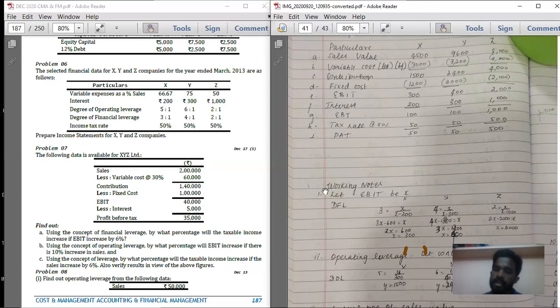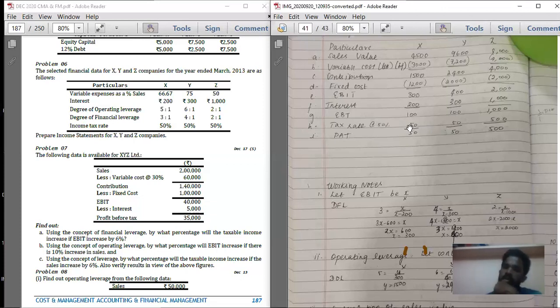Now we have calculated EBT, and they have given us the income tax rate. With that we can easily find the tax at the rate of 50%, and then we can find profit after tax. For X, 100 into 50% is 50. For the Y column, 100 into 50%, tax is 50. And the last column, 1000 into 50%, tax is 500. Now underline it.